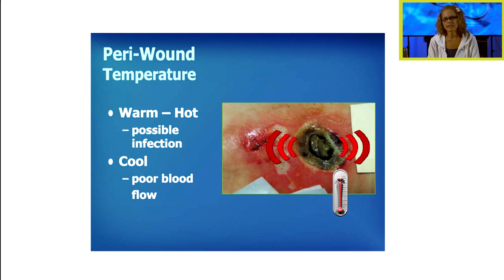I mentioned before the temperature of the peri-wound can give us an indication of infection if it's literally hot. And sometimes you look at it and it is so bright red that it almost looks like it's hot, and it's hot to the touch. And on the opposite side of that, it may be very cool to the touch, or cyanotic. It may look bluish and cool, and this would be an indication of poor blood flow to the area. If we don't have good blood flow, certainly we are not going to have good wound healing.